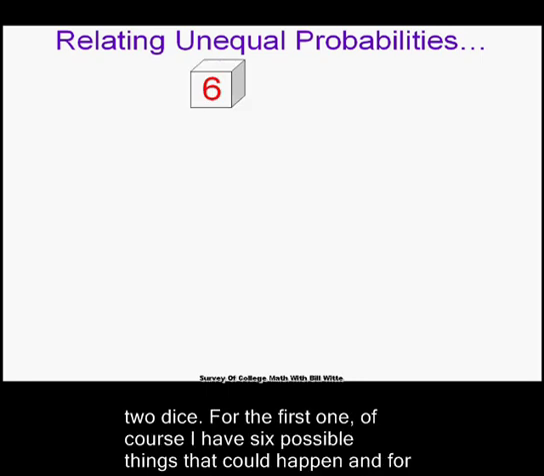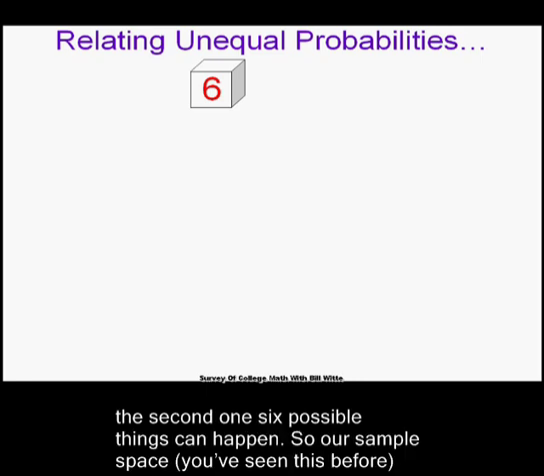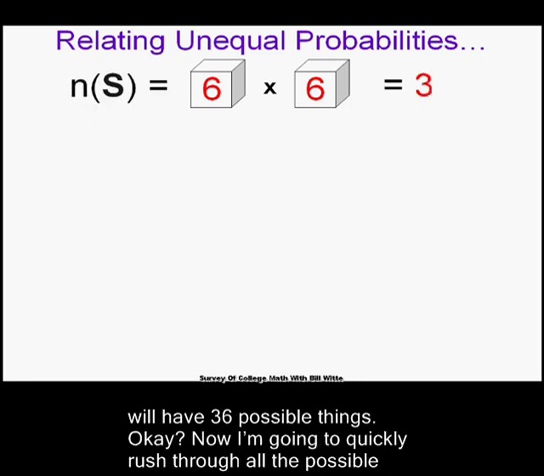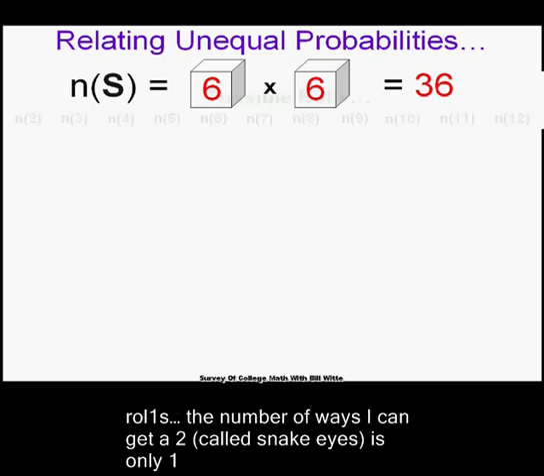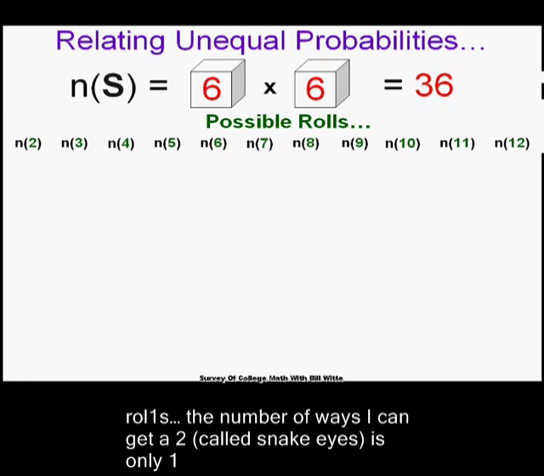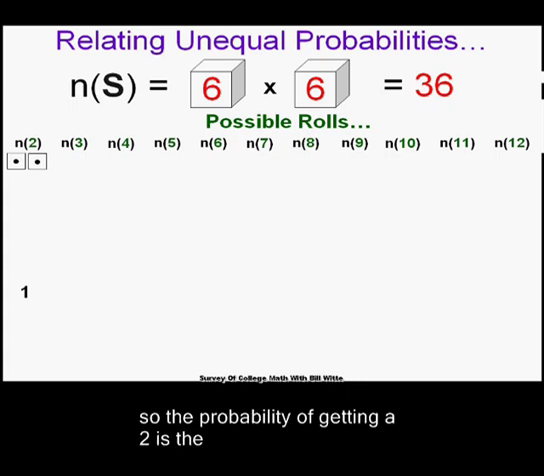I'm going to take 2 dice. I throw the first one, of course, I have 6 possible things that can happen. And the second one has 6 possible things that can happen. So our sample space, when I throw 2 dice, you've seen this before, is going to have 36 possible things. Okay? Now I'm going to quickly rush through all the possible rolls. The number of ways I can get a 2, it's only snake eyes, is 1 way. So the probability of getting a 2 is 1 over the 36 for the sample space.